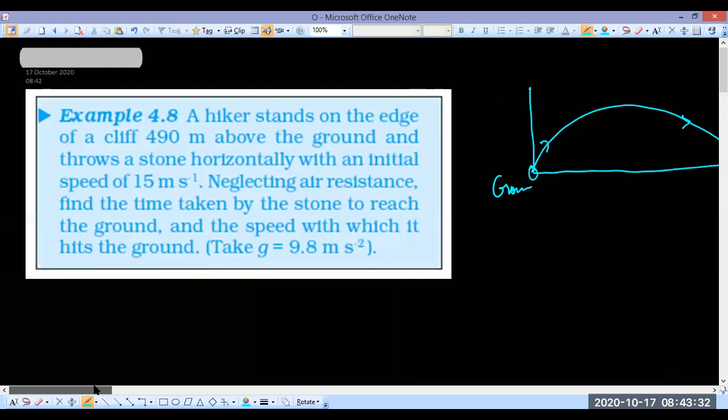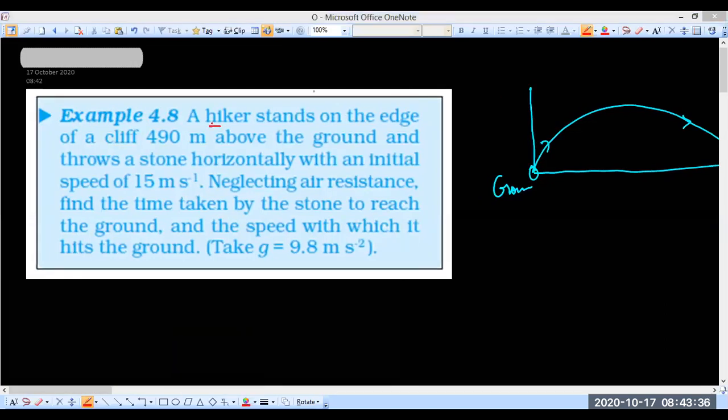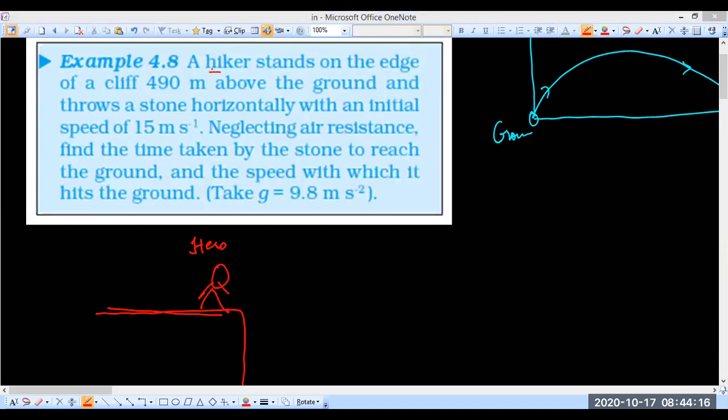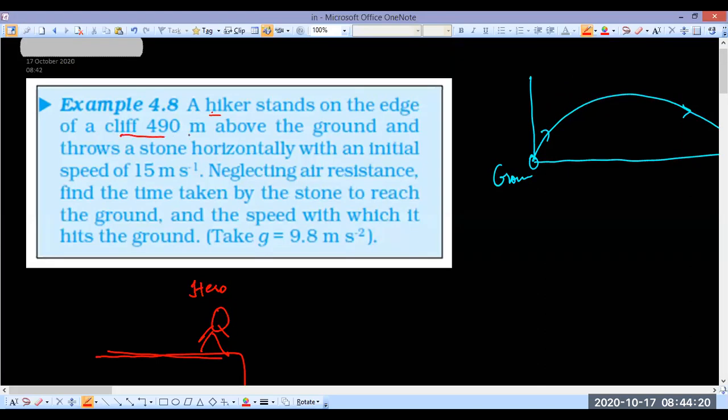But here in this question, it is given that a hiker, some person, is standing on a cliff. What is a cliff? A cliff is what you see in TV serials and movies, from where the car falls and the hero dies. Okay, that's called a cliff. Cliff is what you see typically in hill stations, right? So this is our hero, standing near the edge of the cliff, maybe singing romantic songs over there, right? But now getting bored. So what does that hero do? He is now going to throw a stone horizontally with an initial speed of 15 meter per second.